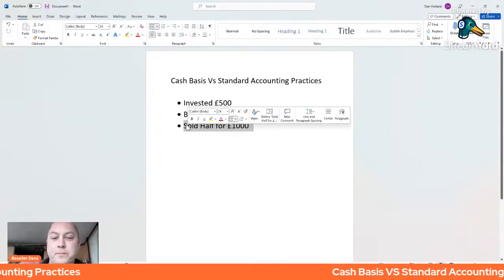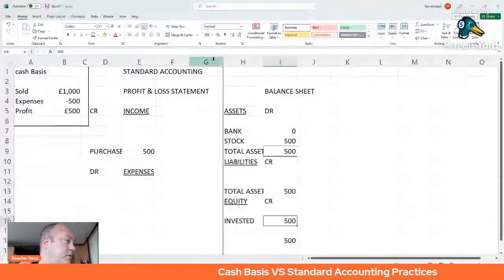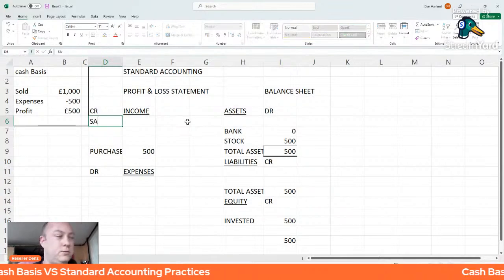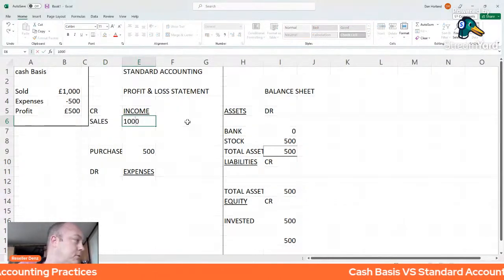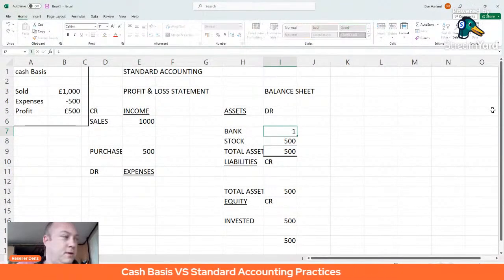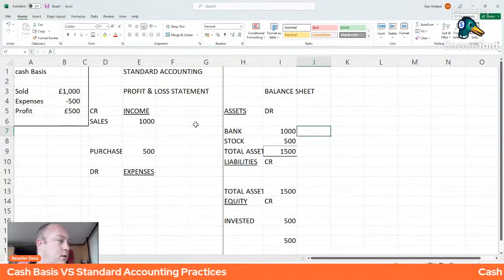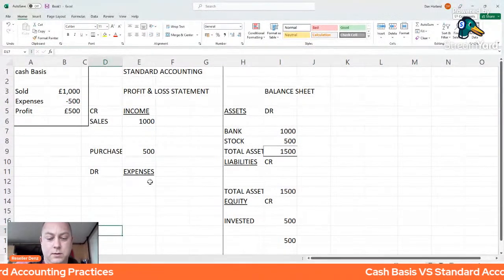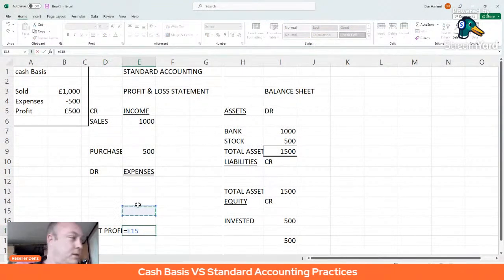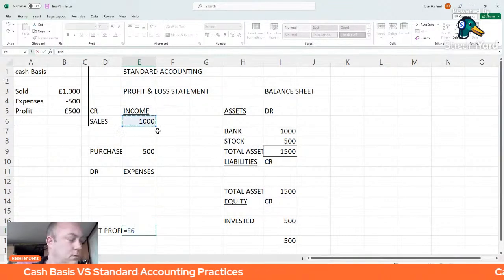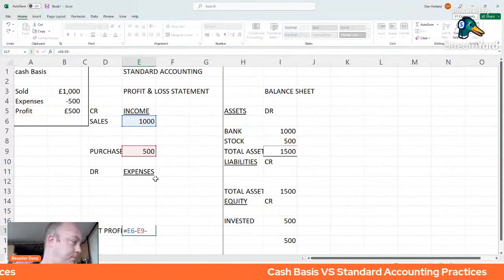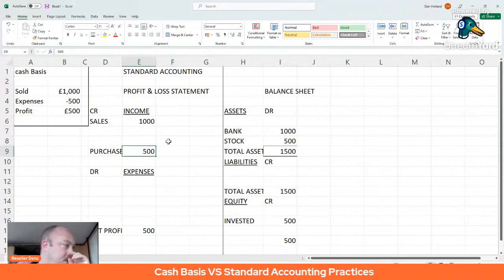Right, so we've sold half. We've sold half of our stock for £1,000. Decent profit. So sales are going to come in at £1,000. Your bank, in that case, is going to be £1,000. Put in here, net profit is going to be equals, let's say that, expenses equals that, minus that, minus that.